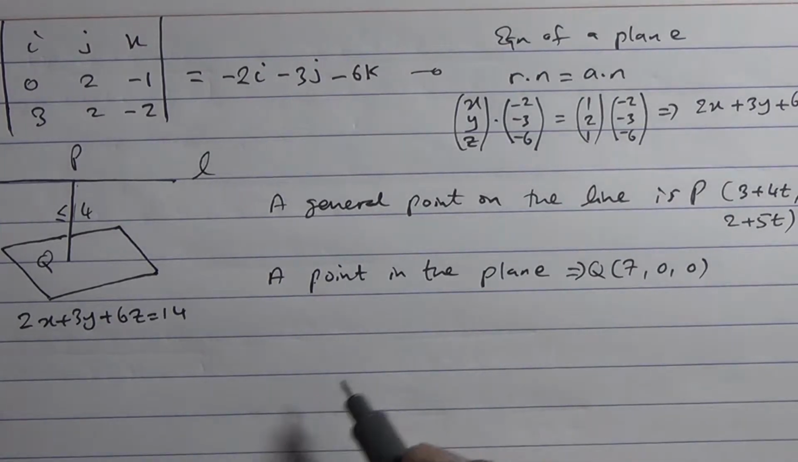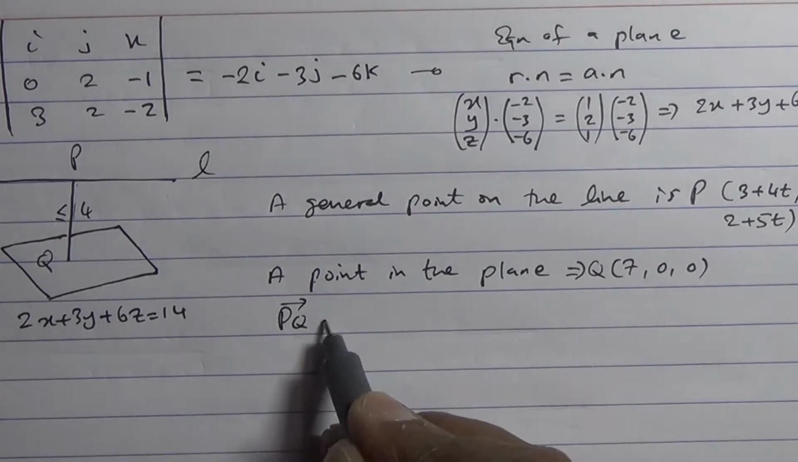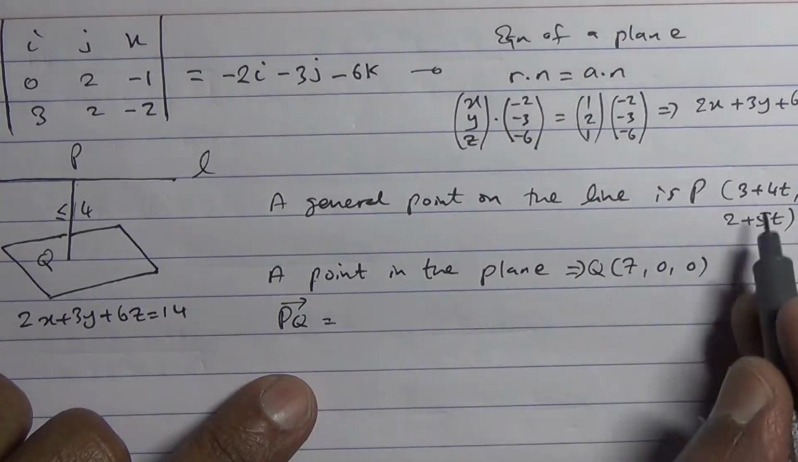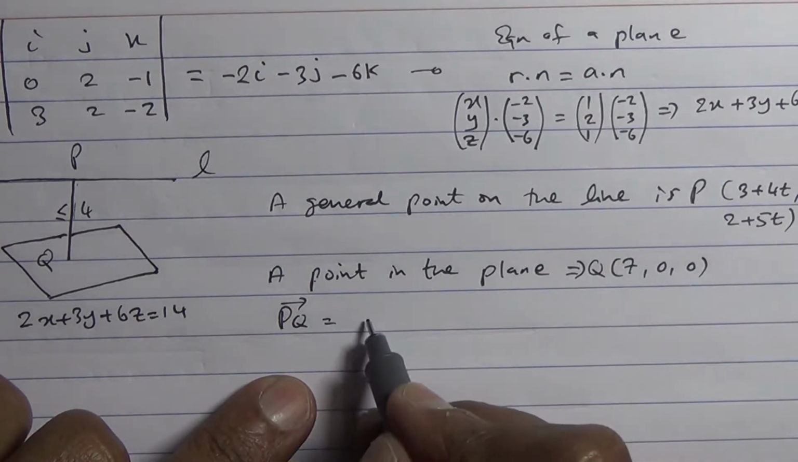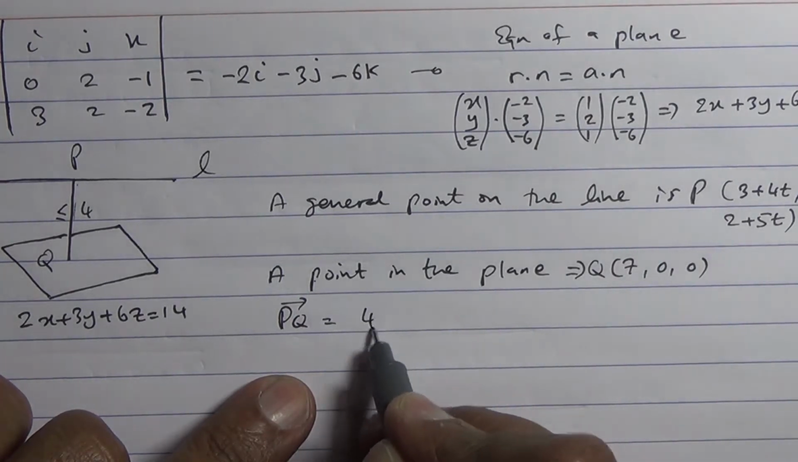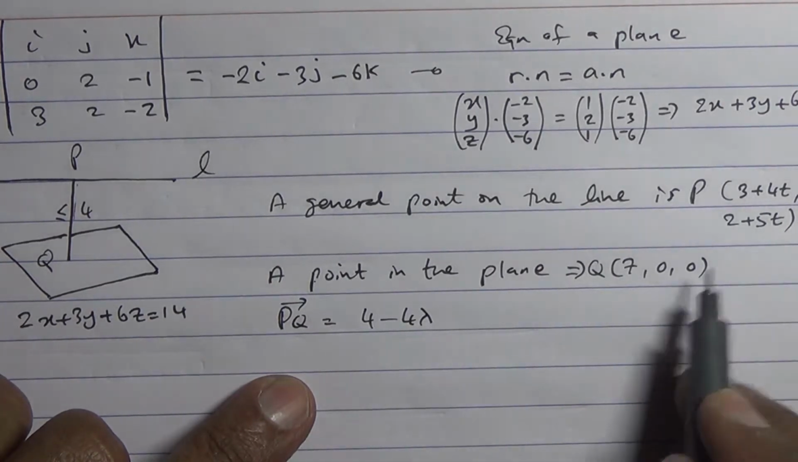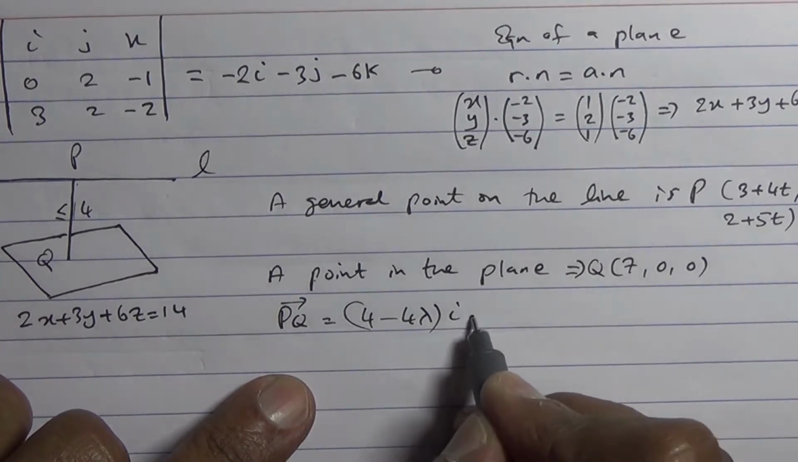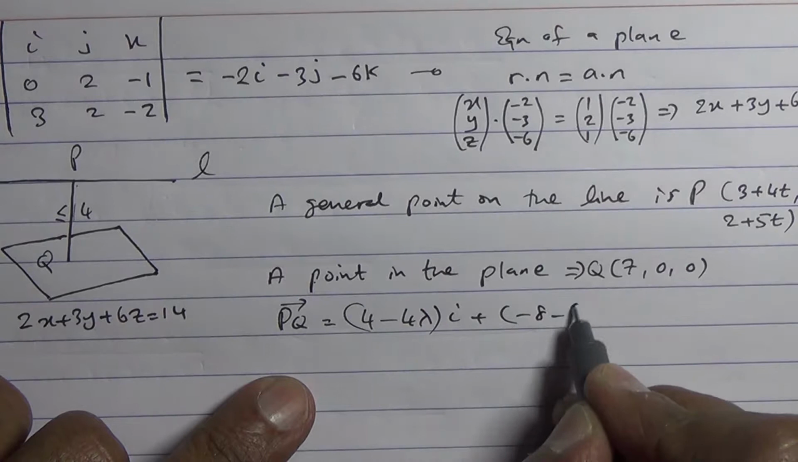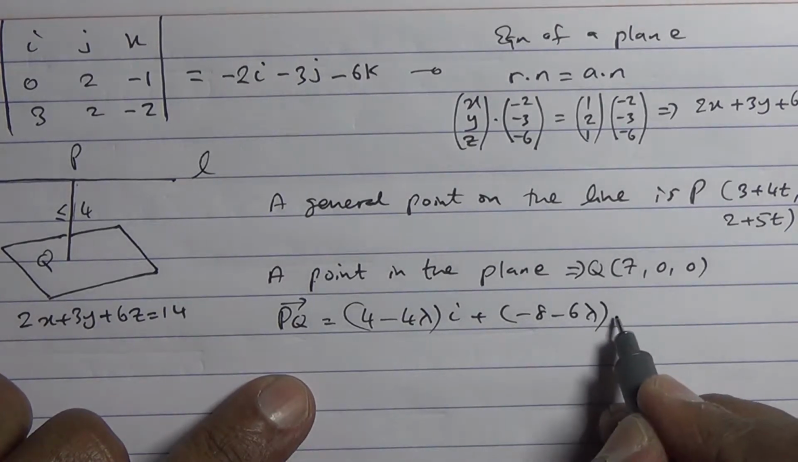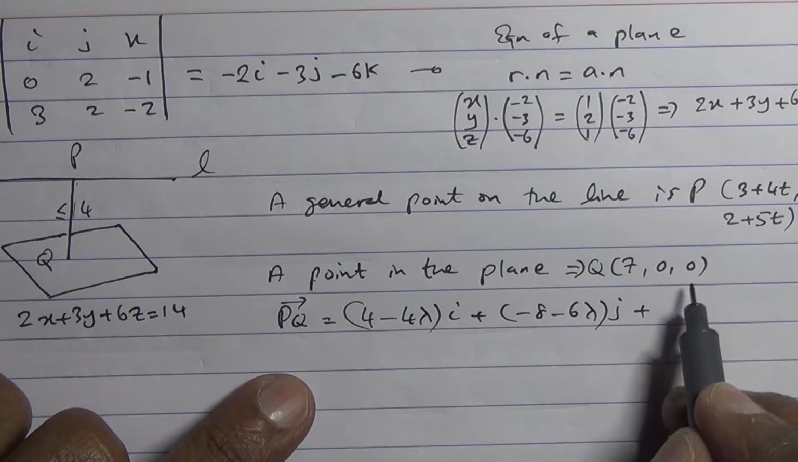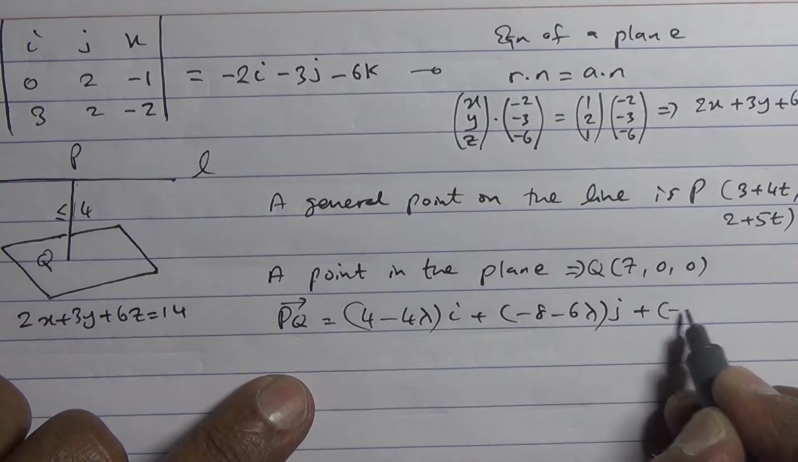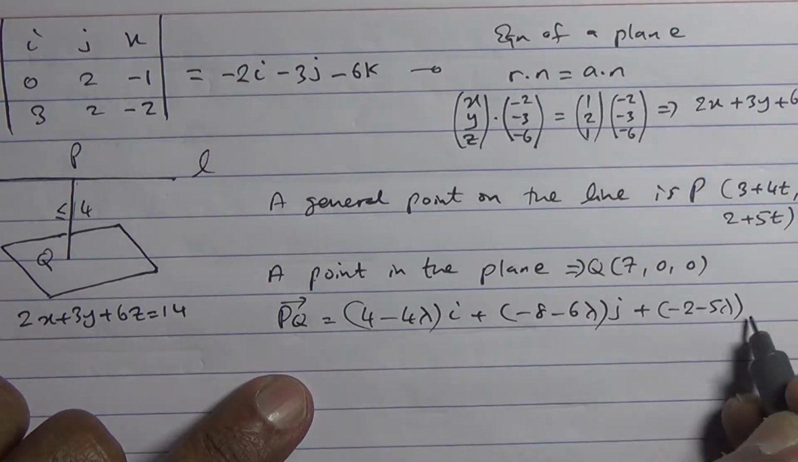Alright, so what we're going to do is we're going to find PQ. And PQ is Q minus P, which is 7 minus 3 plus 4 lambda, which is then 7 minus 3 is 4 minus 4 lambda. And you've got 0 minus this, we can put this as I, we can put this as minus 8 minus 6 lambda, j plus then the last one is going to be 0 minus this one here, minus 2 minus 5 lambda, and this is k.